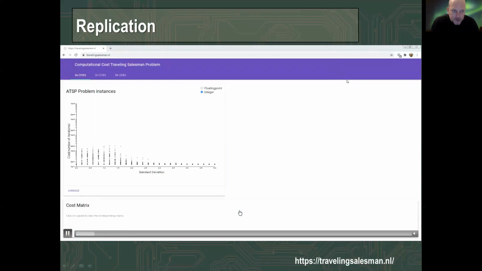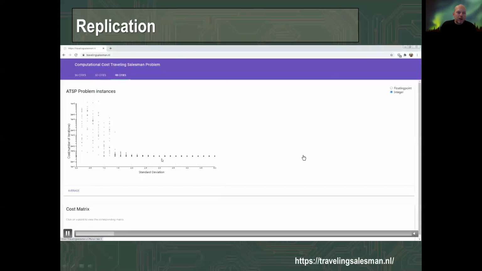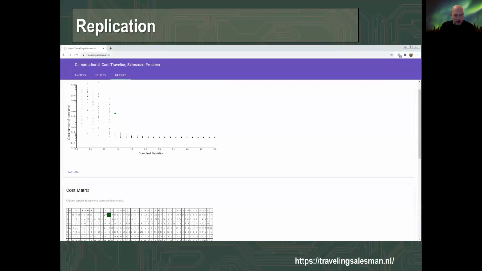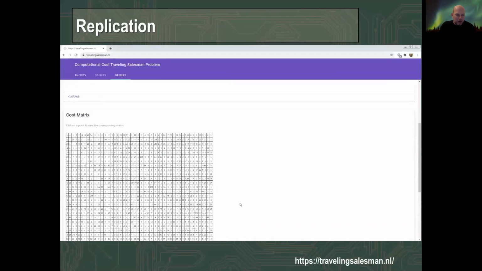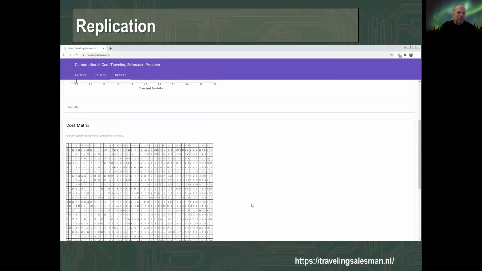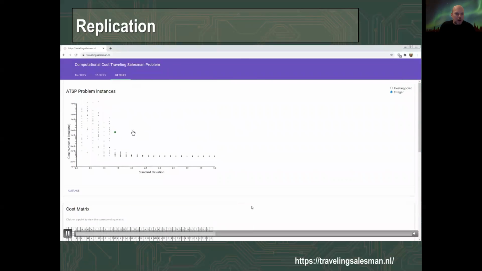So here's the site. It's made by Gijs van Hoorn. We click 48 cities, which is a lot of data. We just click on one point and we get the accompanying matrix. Yeah, go down. There it is. This is the accompanying distance matrix. This is the instance of the asymmetric traveling salesman problem, and the dot here implies its computational cost.